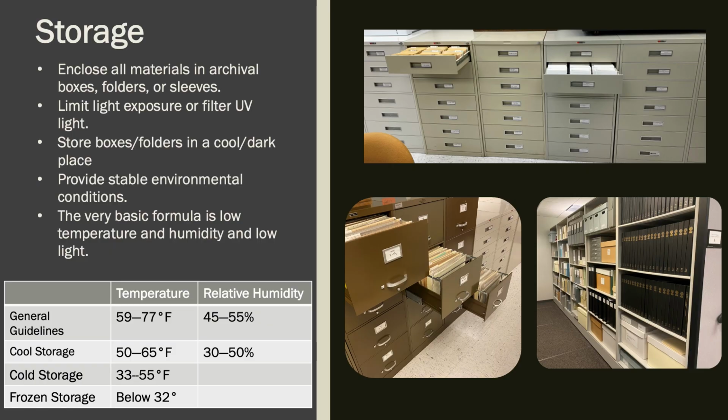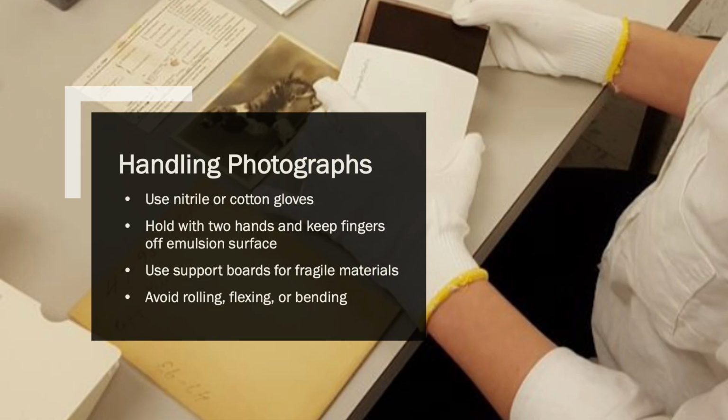Fluctuating temperature and humidity will speed up the deterioration of photographs. The very basic formula is low temperature and humidity and low light. When handling photographs, use nitrile or cotton gloves. Nitrile is best as cotton can leave behind fibers. However, cotton is better than nothing.